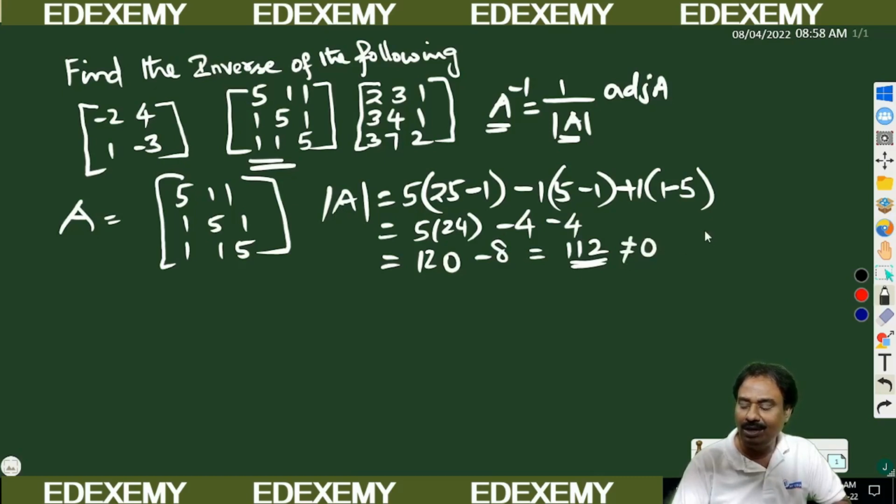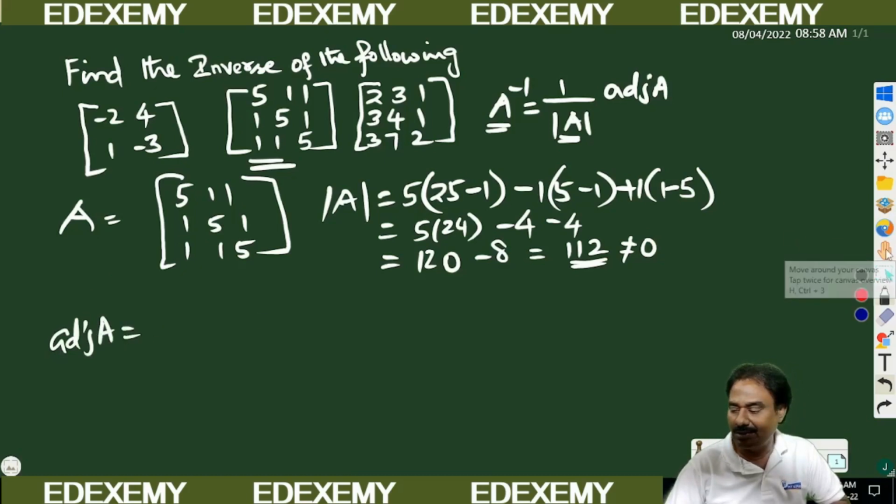Therefore A inverse exists. You have to write, since A is a non-singular matrix, therefore A inverse exists. You have to write this in the exam. Okay. We will find adjoint of A. What is adjoint of A? Now you know how to find adjoint of A.